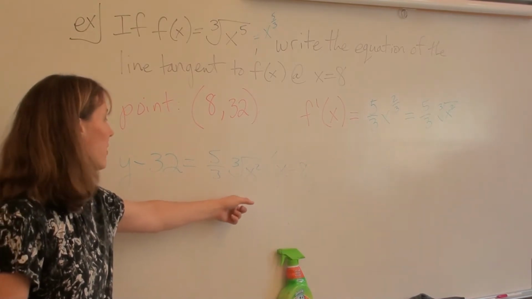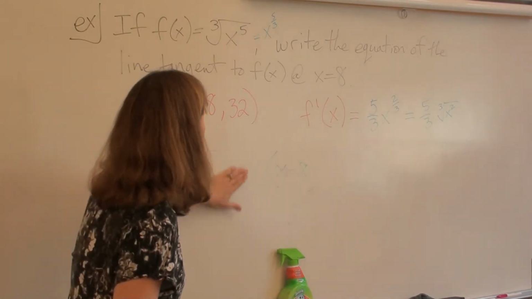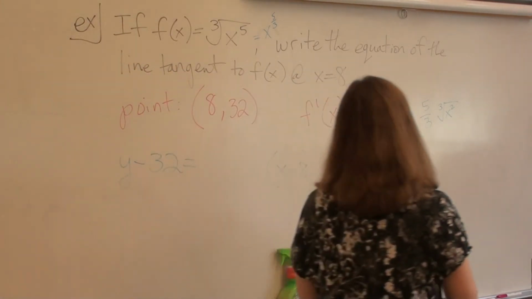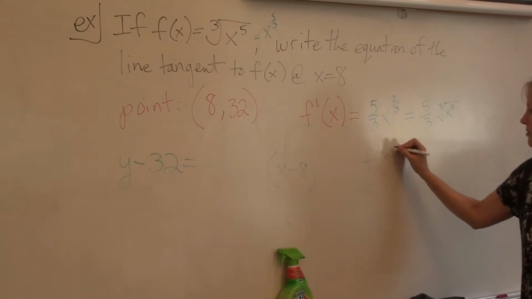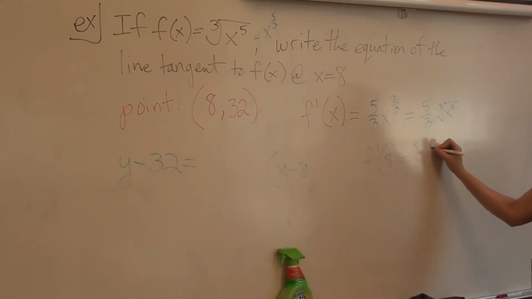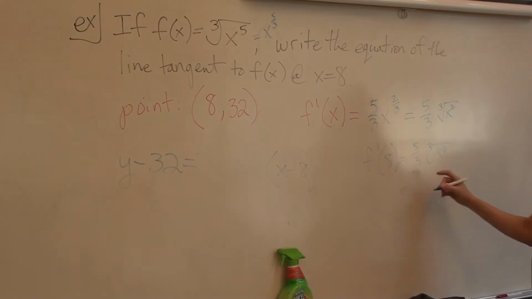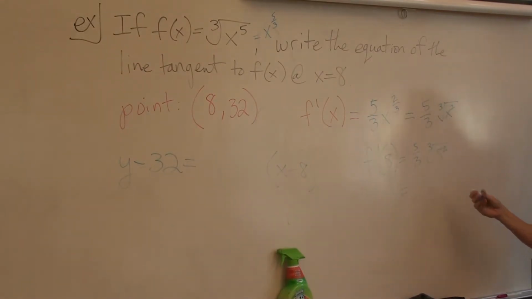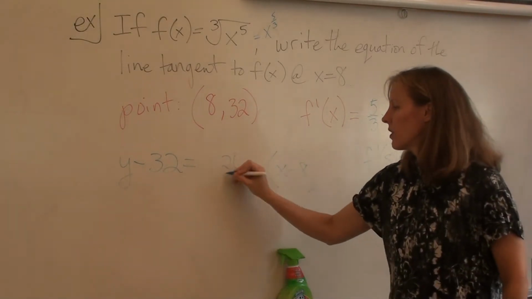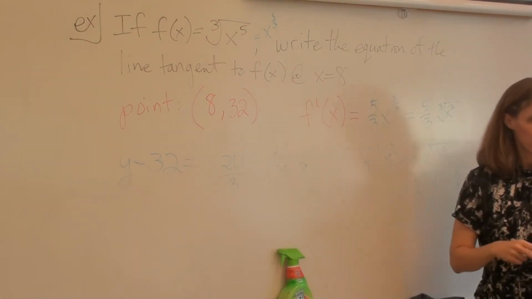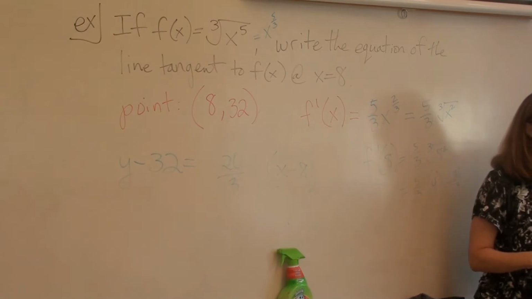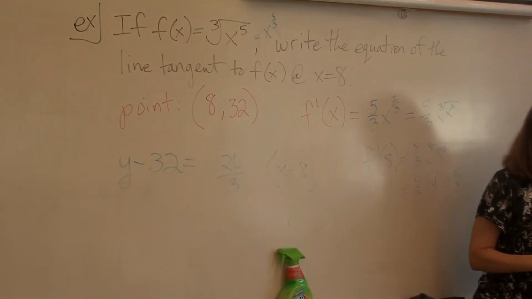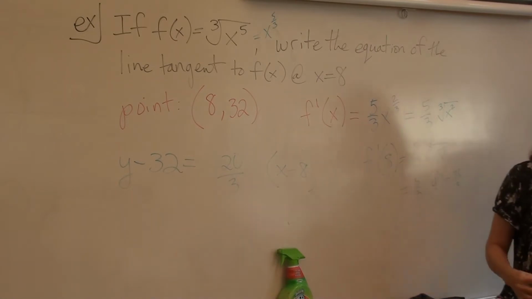This is your slope finding function. It's not the slope when x is 8. So how are we going to find the slope when x is 8? Plug the 8 into the derivative. So we have 5/3 times the cube root of 8 squared. What should I do first? Cube root. So I have 5/3 times the cube root of 8, which is 2, squared is 4. So this is just 20/3. And that's my slope. So y minus 32. Does that make sense? Yes? Good, okay. That was so easy.